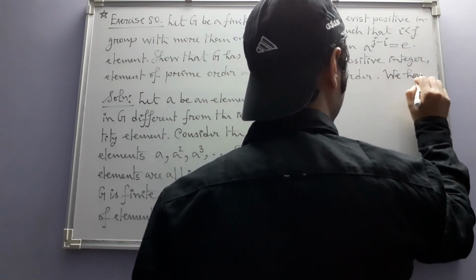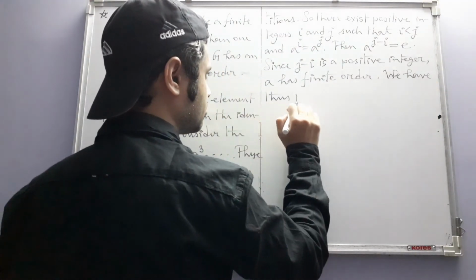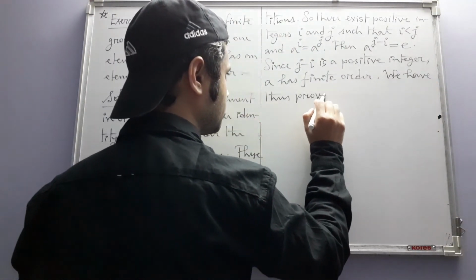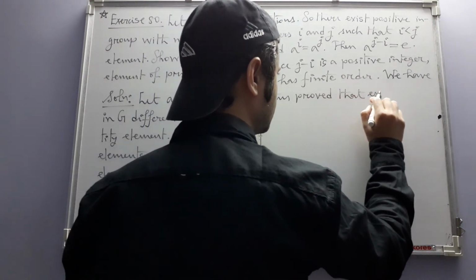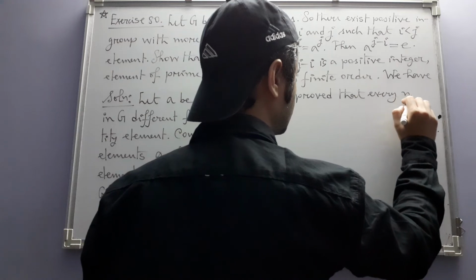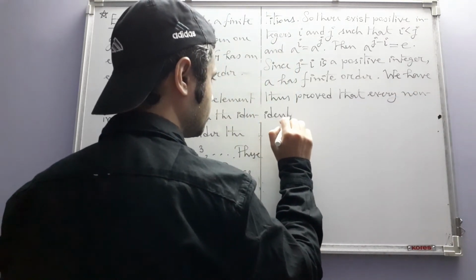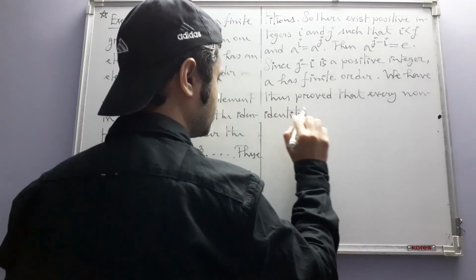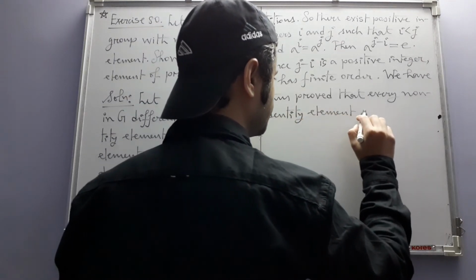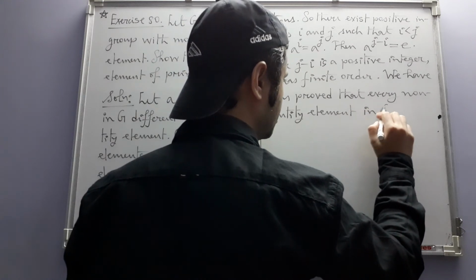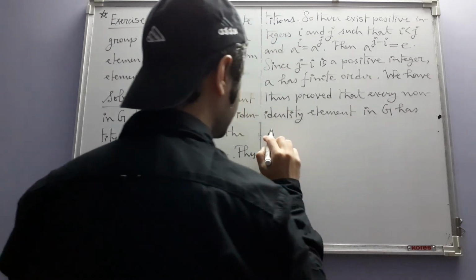We have thus proved that every non-identity element in G has finite order.